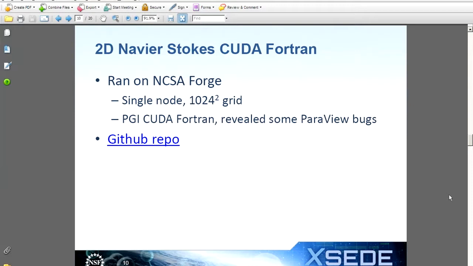All right, so the first real simulation that we got up and going was a CUDA Fortran simulation that he had on NCSA's old Forge. And this was also done with PGI, and probably the most work was actually getting ParaView to compile under PGI. And we found a few bugs that the ParaView developers were able to get quick fixes for, so that was nice. And we have all the code from that class up on a GitHub repo, which there's a link there. If anyone's interested later, they can check that out. Next slide, please.